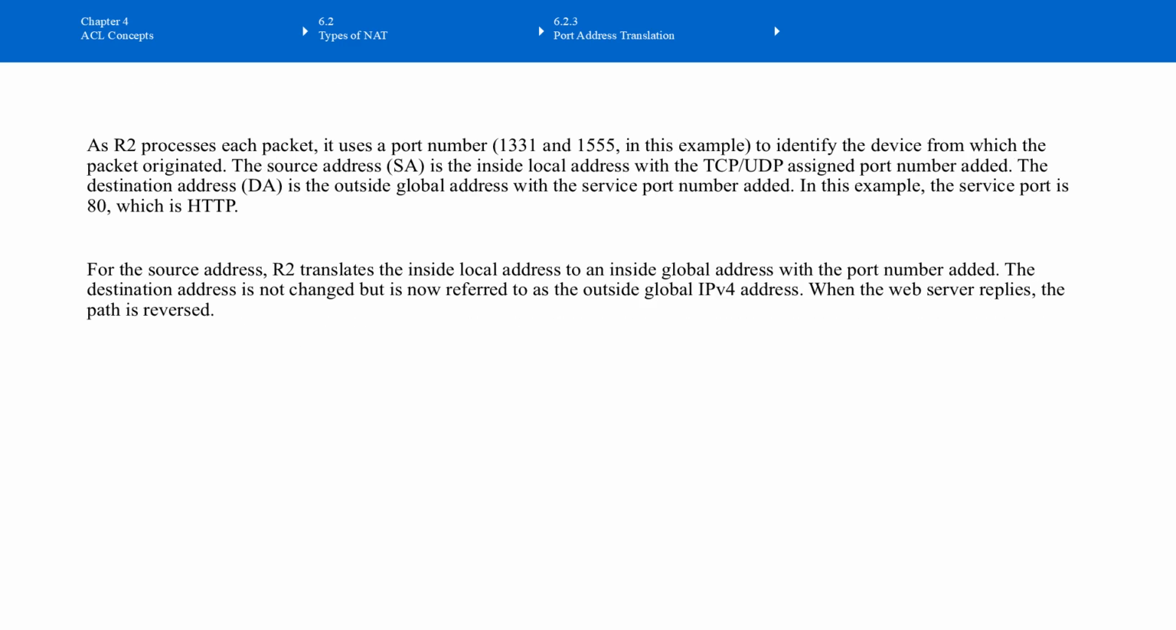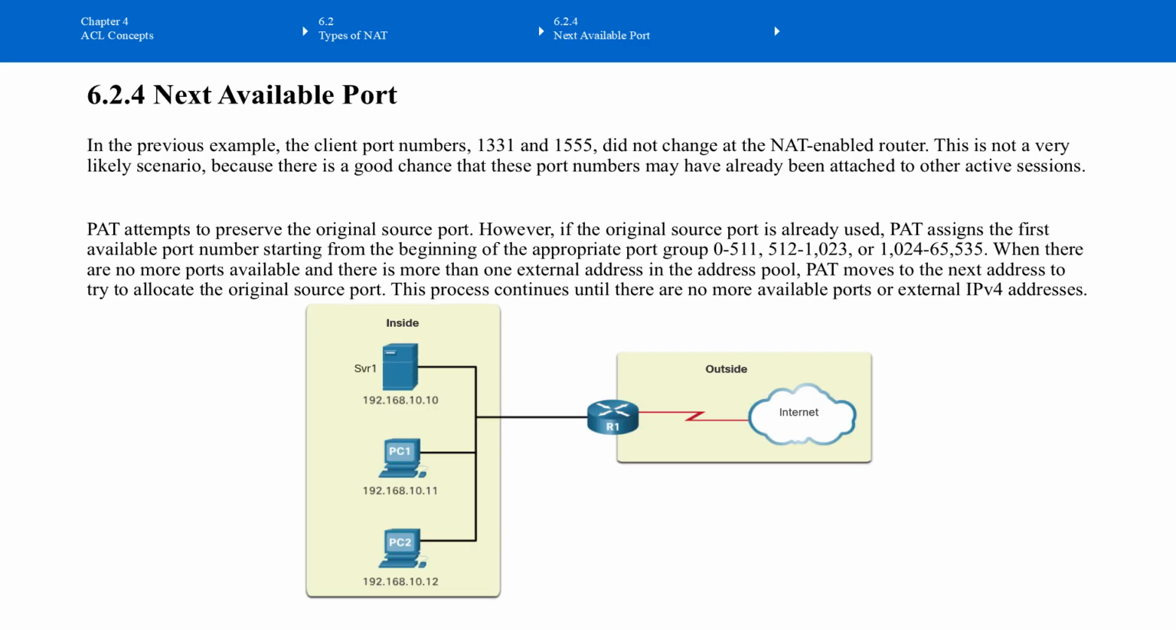PAT, or port address translation, allows many private devices to share one public IP address. This is the type of NAT commonly used by home routers. The figure shows dynamic NAT in action.